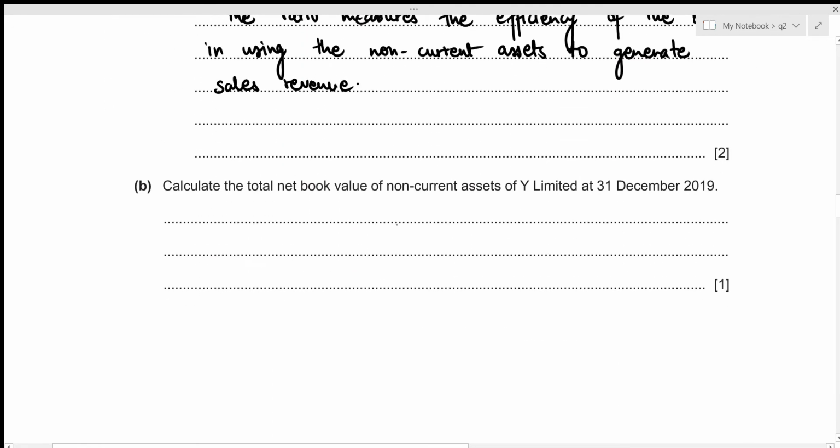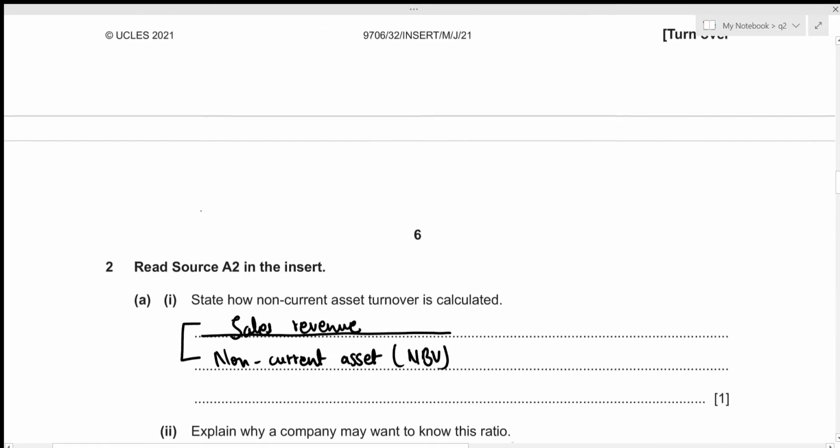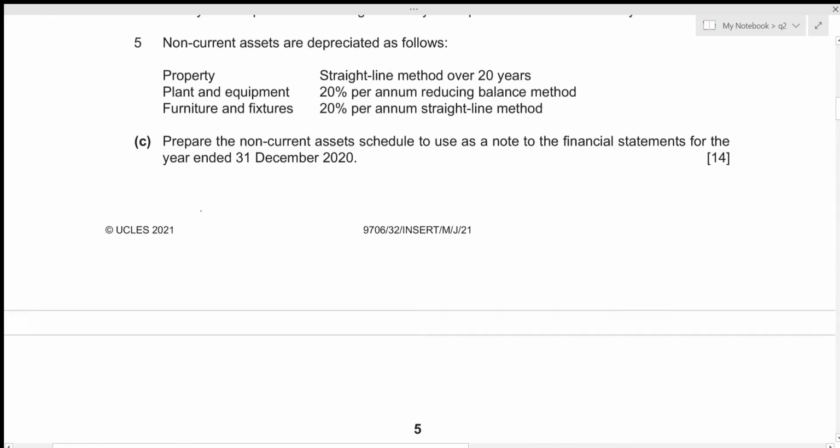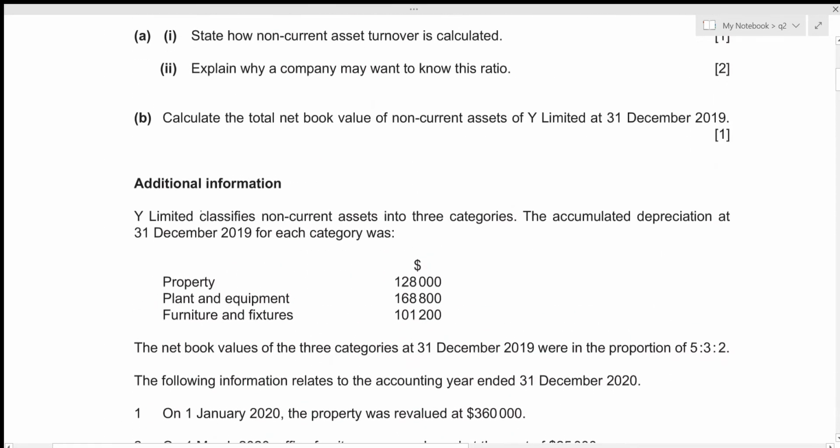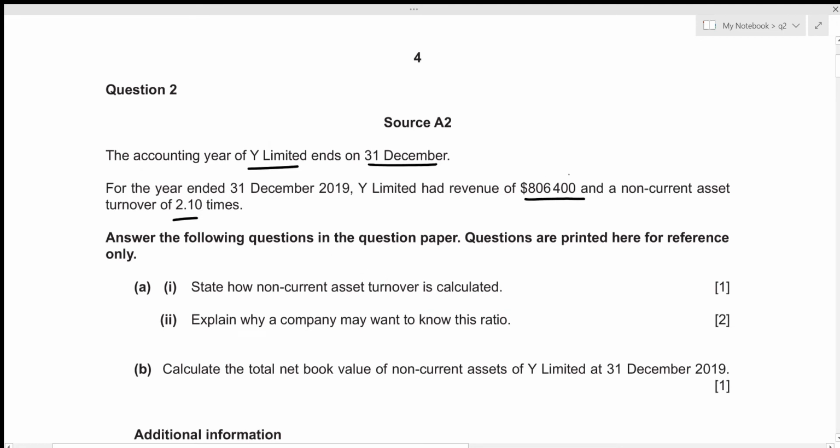We need to calculate the total net book value of non-current assets of Y Limited. Okay, we were given information regarding revenue. So the revenue amounts to 806,400, and we can see that the non-current asset turnover is of 2.10. So we will be substituting these values into our formula for non-current asset turnover and then figure out the net book value of non-current assets of Y Limited.